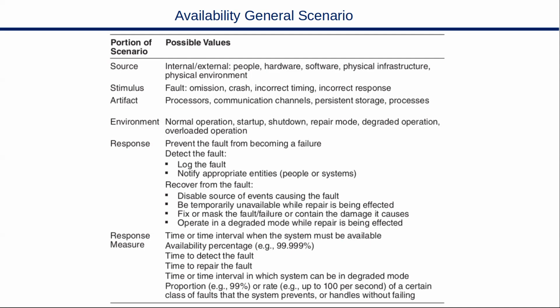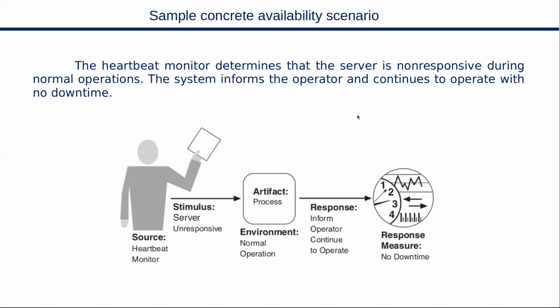And the measure, that is what we have to measure, the timing. So it can be the time to detect the fault, time to repair the fault, availability percentage, or the time interval in which the system can be in degraded mode. Based on this general scenario, we will be able to build a concrete scenario. Here is a sample of a concrete scenario.